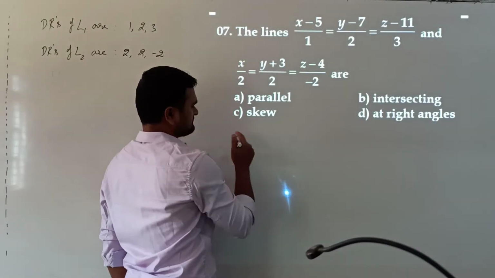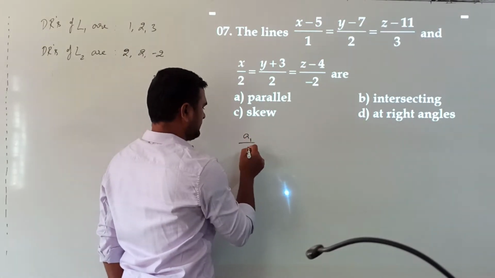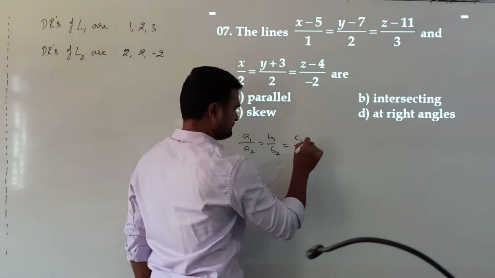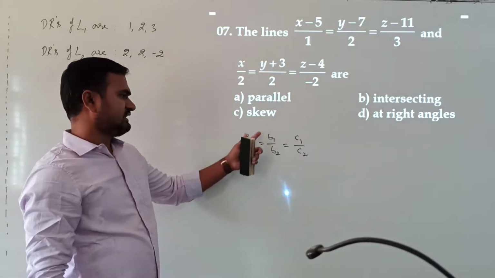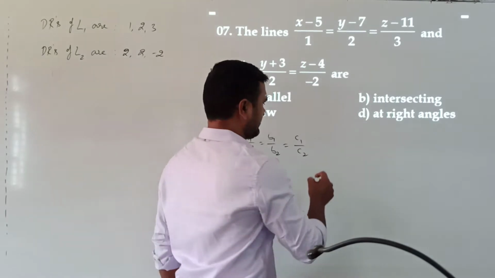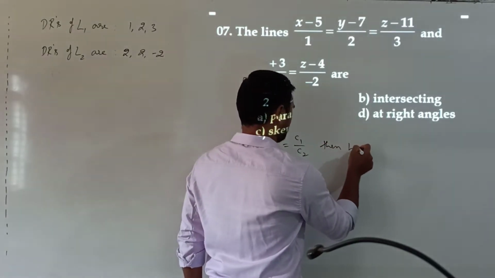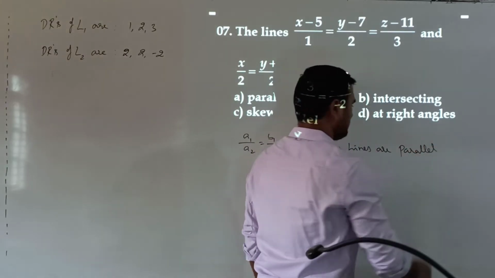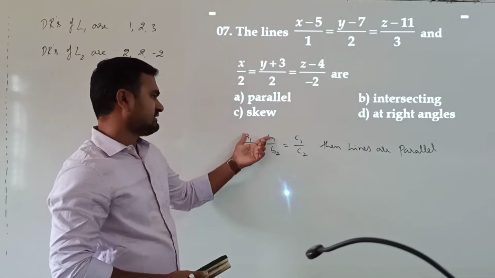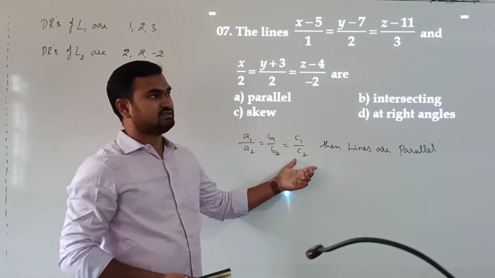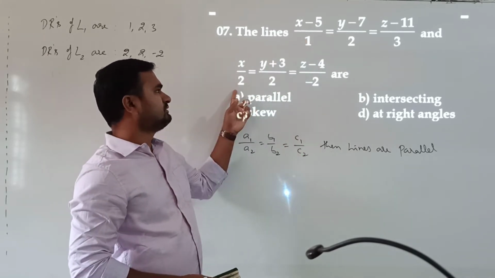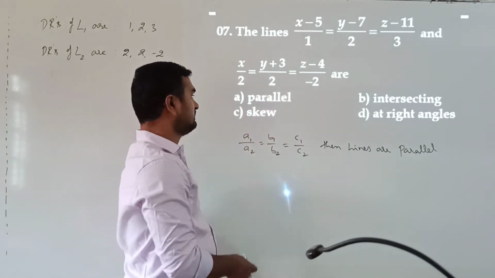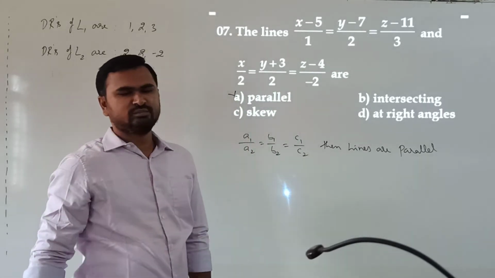So we can check the parallelism and perpendicularity of two lines easily based on the DRs. If A1 by A2 equals B1 by B2 equals C1 by C2, that is, if the ratios of DRs are proportional, then the lines are parallel. See, are they proportional? 1 by 2, 2 by 2. Are they equal? They are not equal, so they are not parallel. The first option can be eliminated.